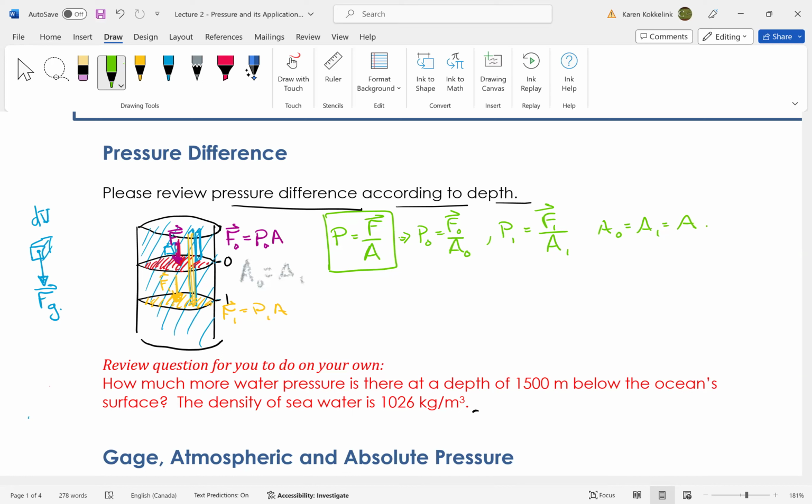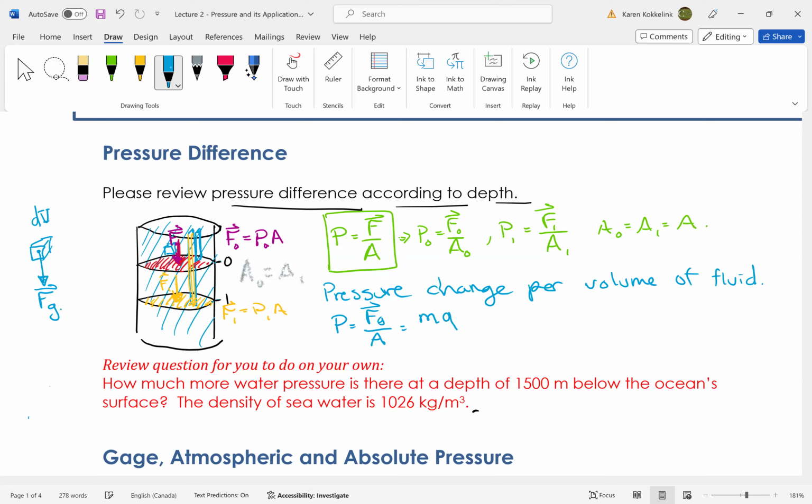So if we set them equal to each other, well, they're not entirely equal to each other. So we would have to determine what the pressure change is from one to the other. So if we remember that the pressure change from any given volume of fluid is equal to that force due to gravity over cross-sectional area A. And the force due to gravity is mass times acceleration due to gravity. That's a force over A.